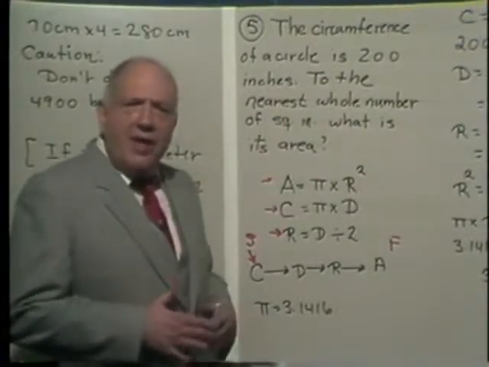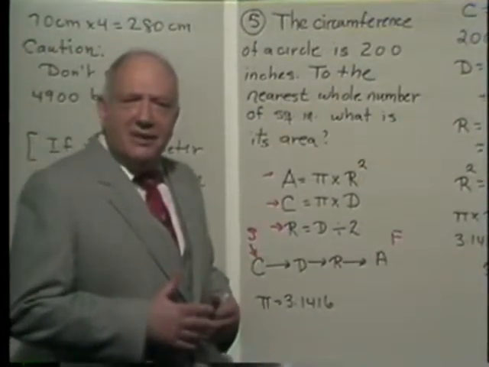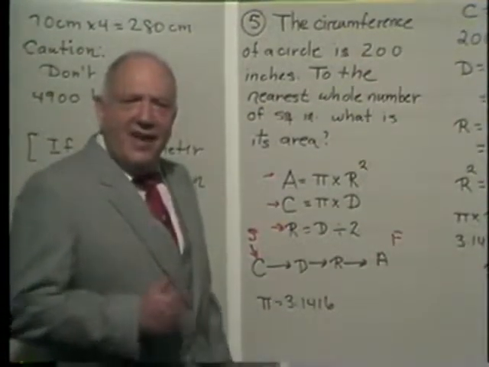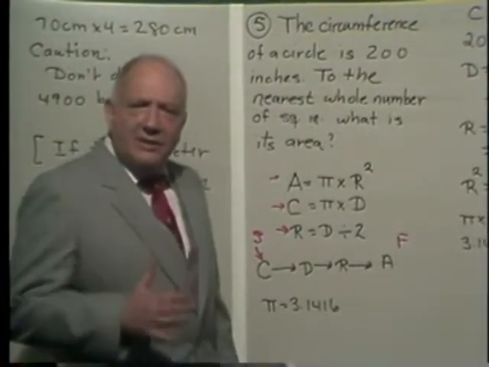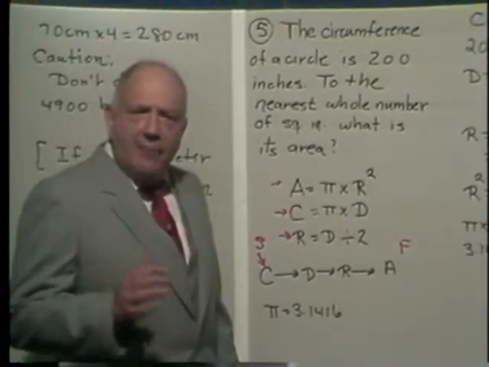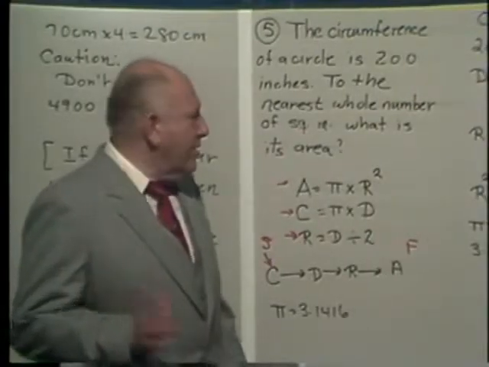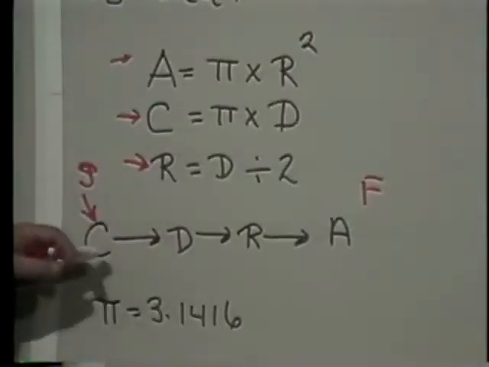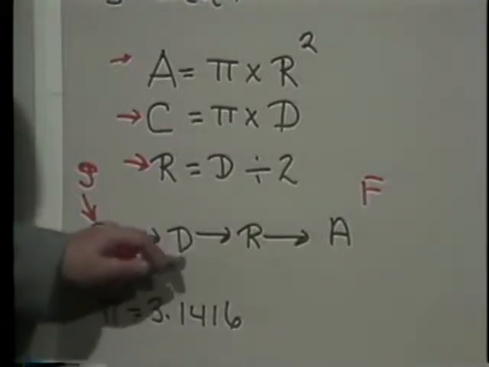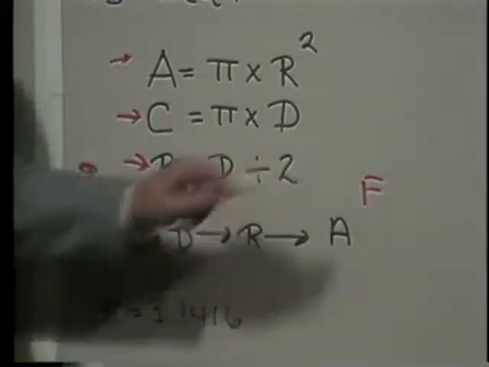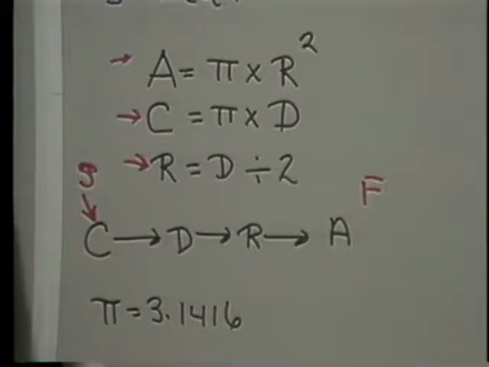I take, as they say in sports, whatever the defense gives me. They gave me the circumference. I have to get to area, and my game plan is to get there one step at a time, where at each step I'm using bona fide information. Now, let me verbalize this. I was going to go from the circumference to the diameter, from the diameter to the radius, and from the radius to the area. Now, how do I do that?